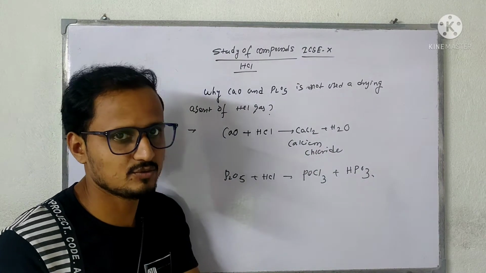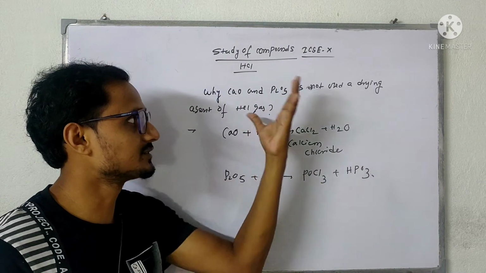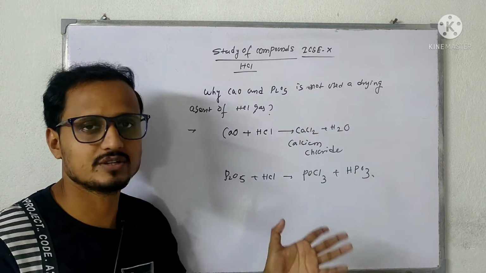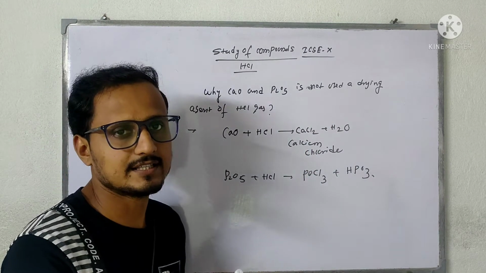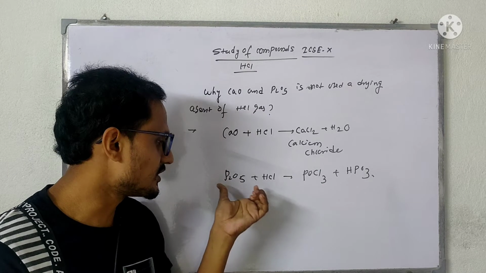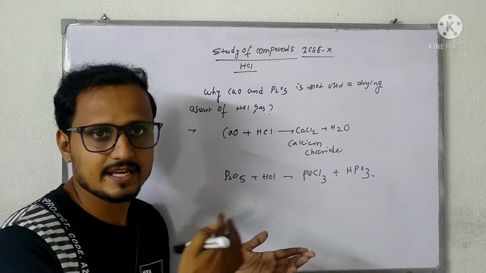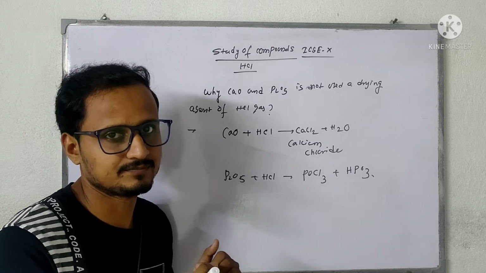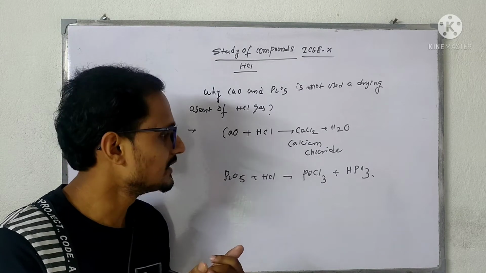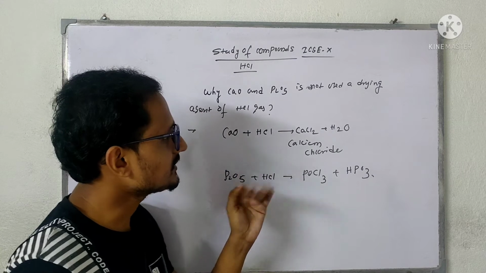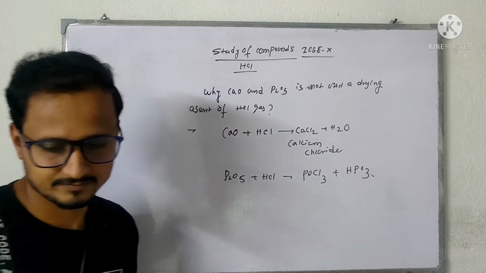If the examiner asks you why we cannot use calcium oxide and phosphorus pentoxide, you have to give these two reactions. You have to say the reason: because calcium oxide and phosphorus pentoxide react with HCl, we cannot use them. So this question is important. Copy this one.